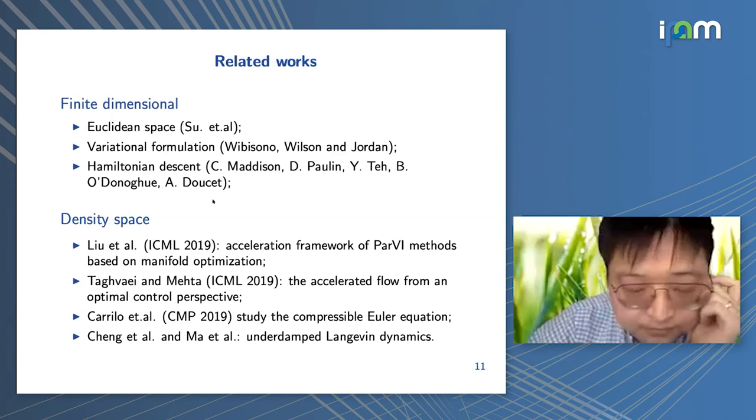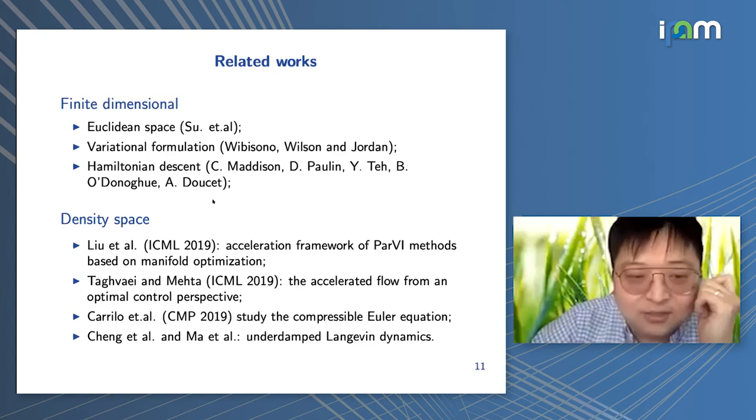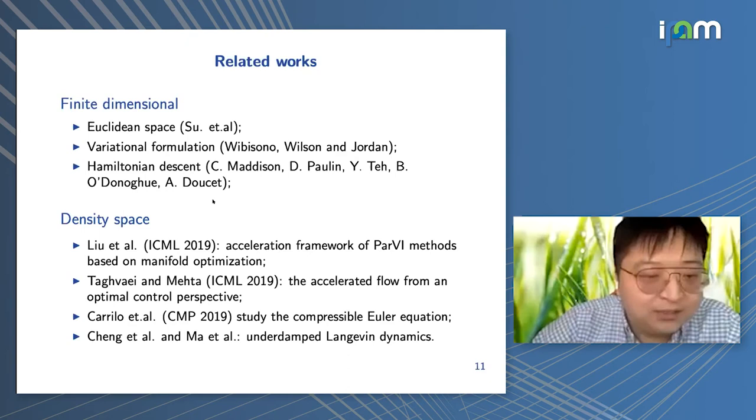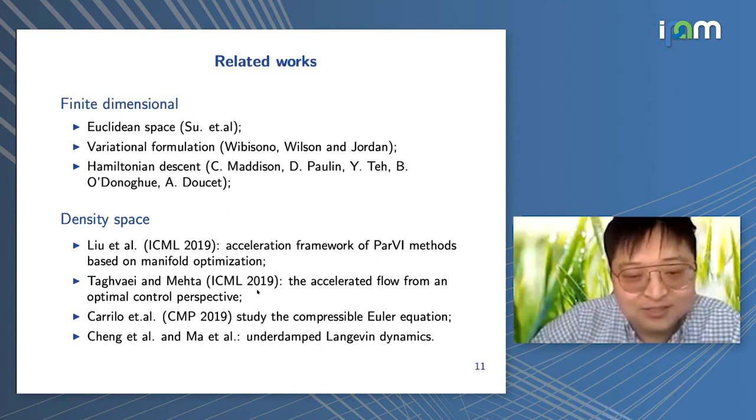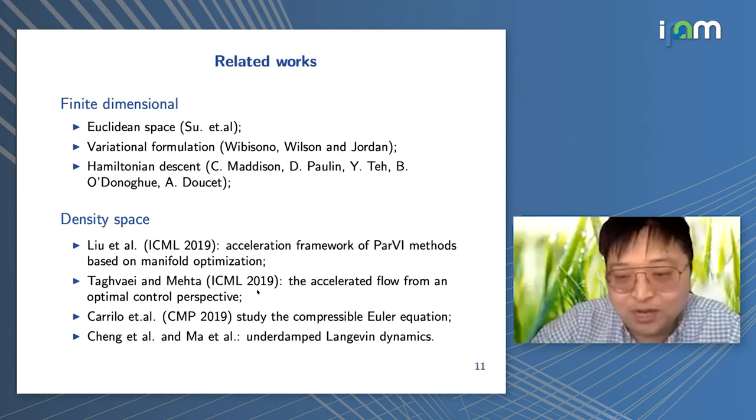In the density space, in probability measures for sampling, people also consider the similar problem, like Liu et al. and Amir and Meta. They also consider accelerated flows from an optimal control perspective. And Jose also has a paper. I talked with Jose last time when I gave a talk. He told me, look, I also work on this problem. I looked at it, and yes, last year he studied the so-called compressible Euler equation with a linear damping. This also comes back to this problem.